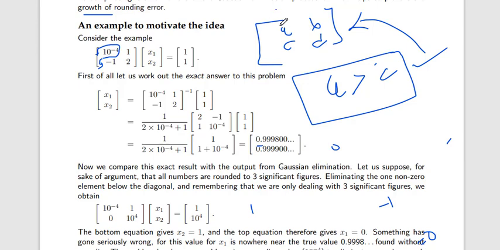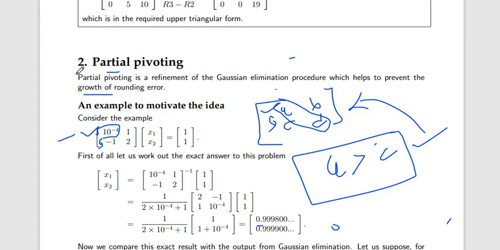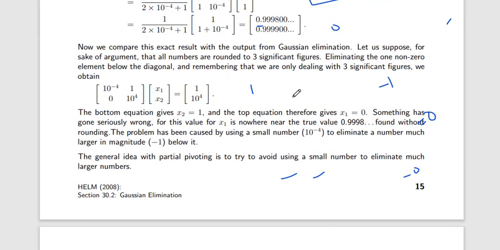Compulsorily, the diagonal value must be larger than the value below it. Here you can see that this is the smallest number, 10 raised to minus 4, and minus 1 is much larger than 10 raised to minus 4. So Gaussian elimination will not work here. So here comes our theory, partial pivoting. So how do we solve this equation with the help of Gaussian elimination?